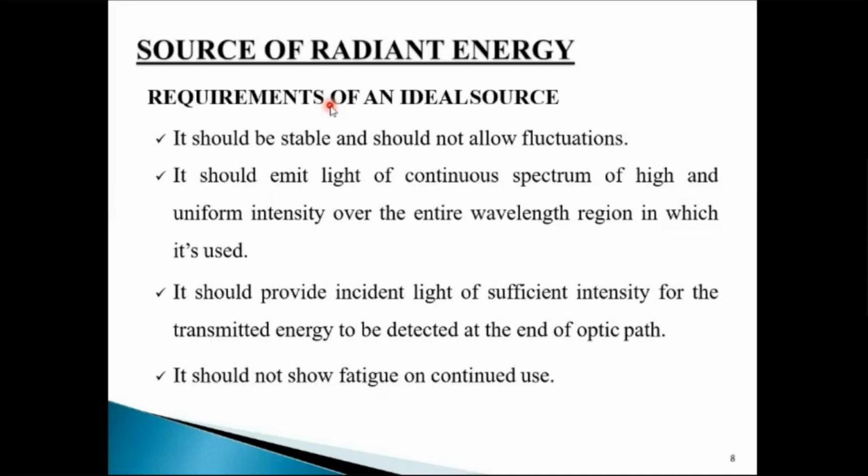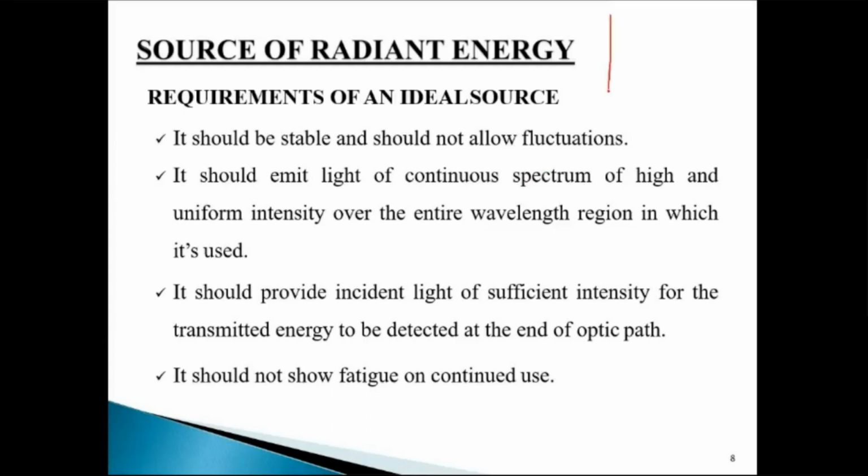To start with, let's see what the ideal sources are. Ideal sources have properties like: it should be stable and should not allow fluctuation. If the source itself is fluctuating, the amount of energy absorbed and transmitted by the sample will fluctuate and it will cause error. So over a long period of time, it should give constant radiant energy. It should emit light as a continuous spectrum of high and uniform intensity over the entire wavelength region in which it is used. I need to elaborate on this point.